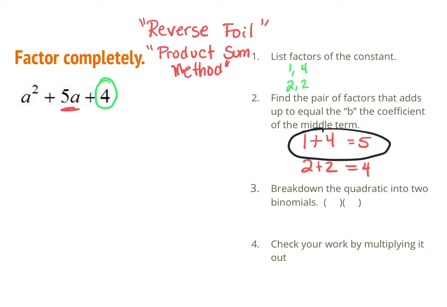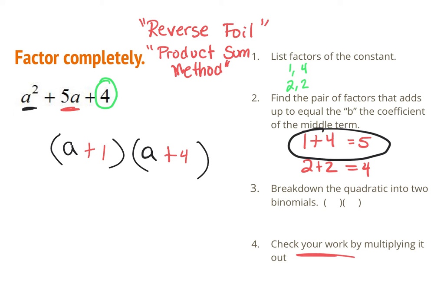So now I'm going to break down the quadratic into two binomials. I'm just going to fill in these two parentheses. Now this is an a squared, so I'm going to split it up into two a's. And now I'm going to use the factors that I just determined add up to give me 5. So it's positive 1, positive 4, so plus 1 plus 4.